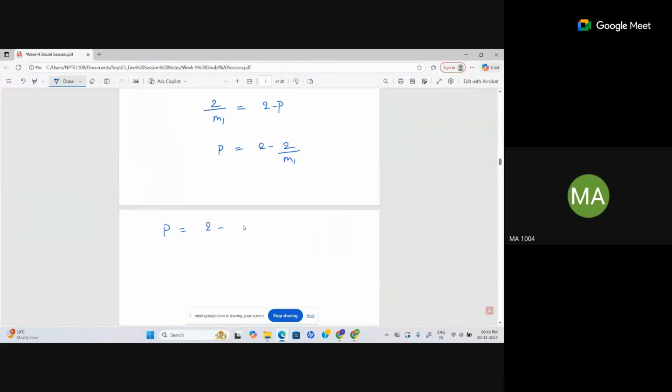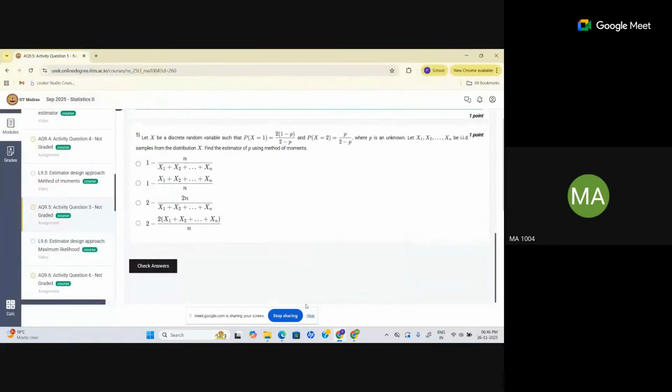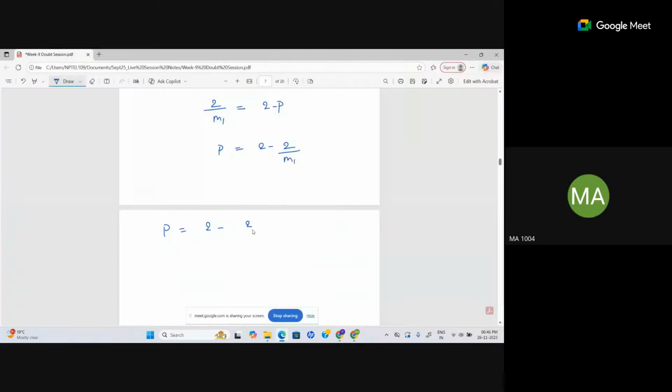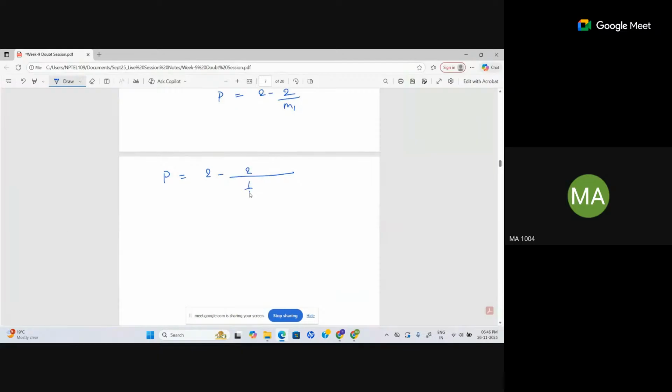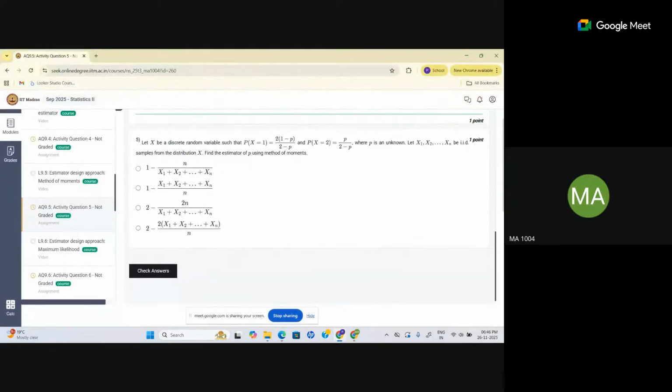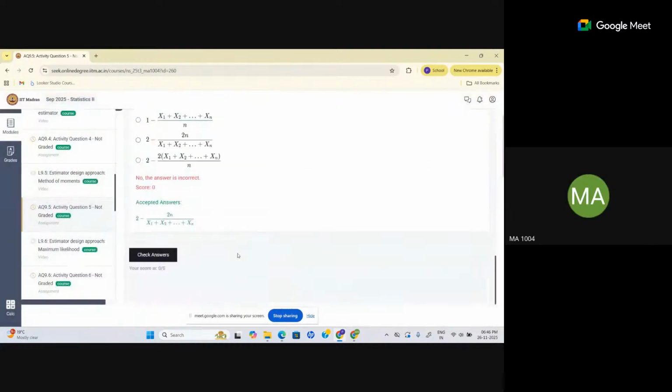So this is 2 minus 2 divided by m1, where m1 is 1 upon n summation of xi. So this is 1 upon n times x1 plus x2 up to xn. So this will be 2 minus 2n divided by x1 plus x2 plus up to xn. Now you can check which option is matching with our answer. So this is option number C. Yes, ma'am. So this will be the correct answer.